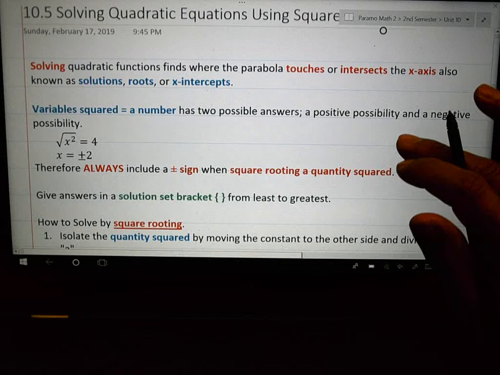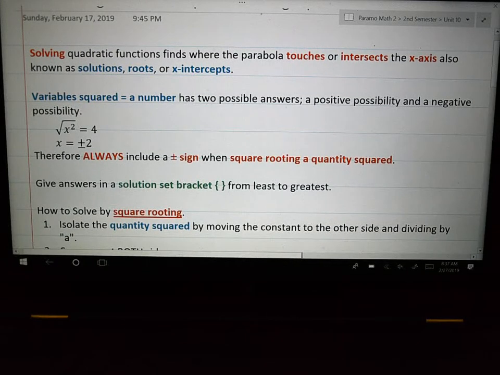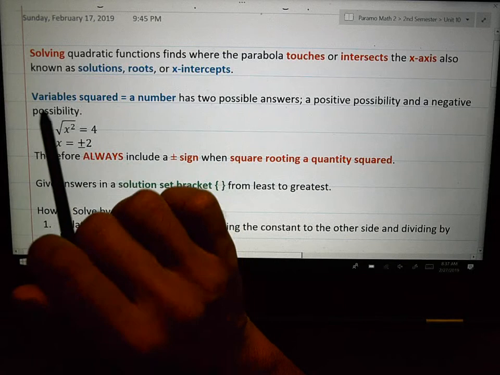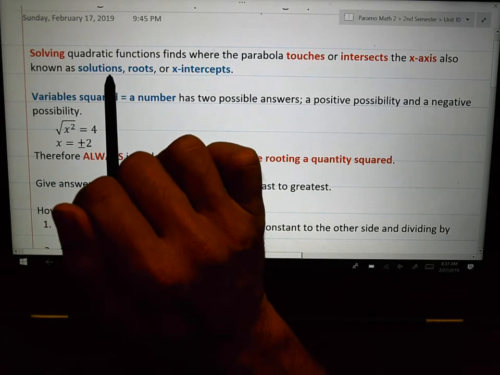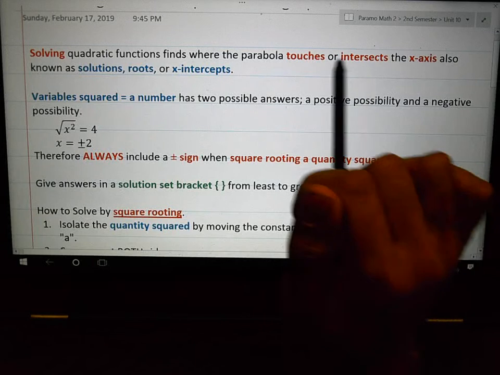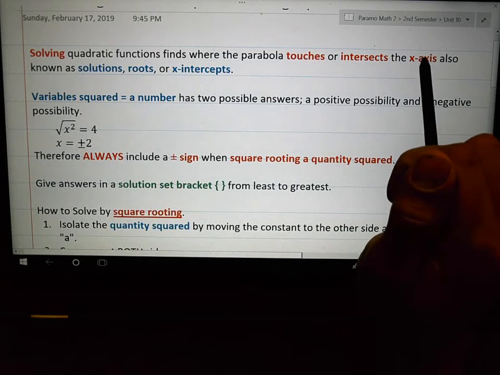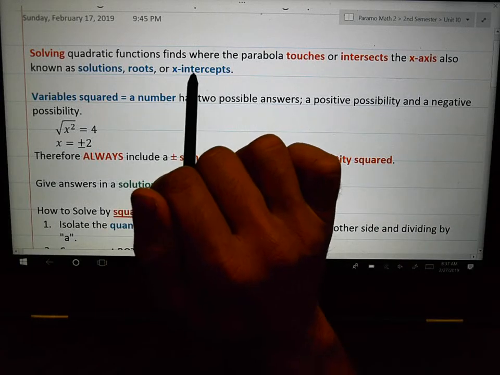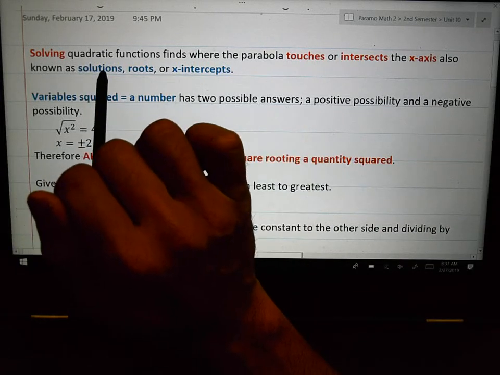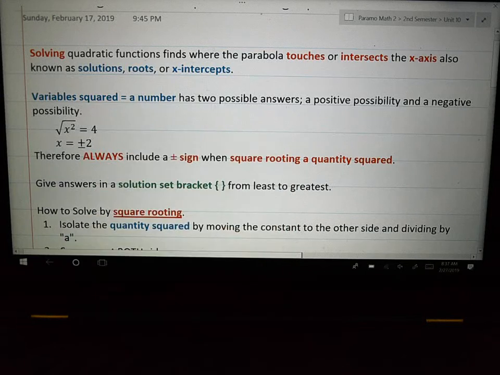And most of this stuff is going to return to normal algebra type of math. What we're going to be doing is taking those equations that you had, and figuring out where they touch or intersect the x-axis. That has several different names. They are called intercepts, they are called roots, and they are called solutions.